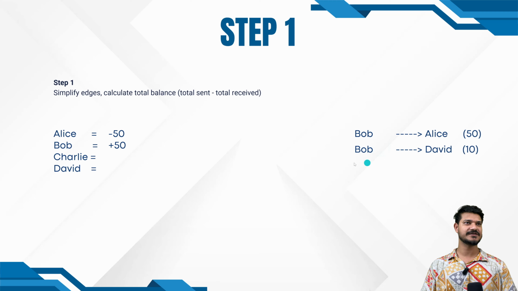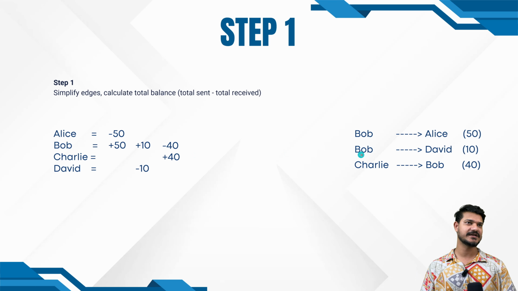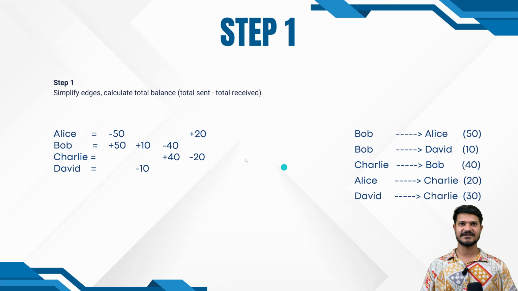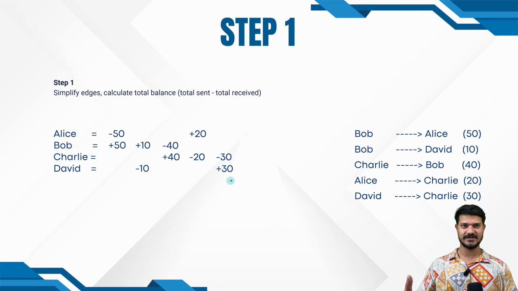Okay, similarly the other transaction is Bob pays David 10. So David will receive minus 10 and Bob would receive plus 10. Similarly the next transaction of 40 from Charlie to Bob: in Charlie's balance we'll add plus 40, and in Bob's balance we'll add minus 40, right? Similarly for the next transaction, add both of these. For the last transaction we'll add this, right? After that, of course, I'll show you the balance.